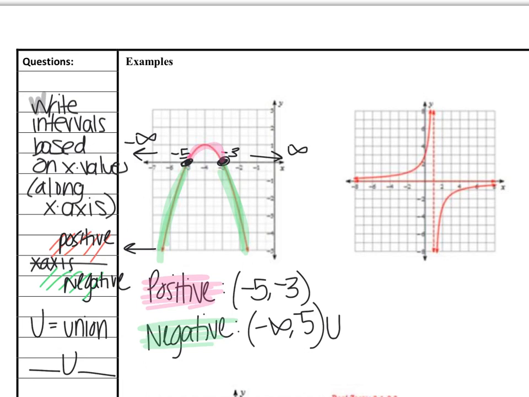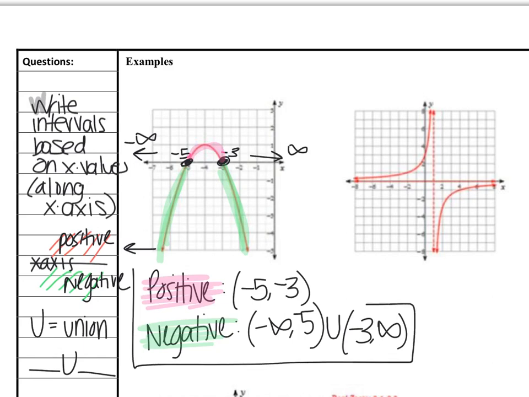Okay, and then again, I go back down from -3 all the way to the right, forever and ever and ever to the right and downwards. That means we are negative for the y's, and so it's -3 to the positive infinity x value. Okay, and then this is my answer for this first example.